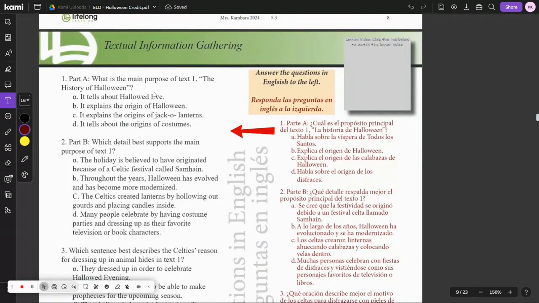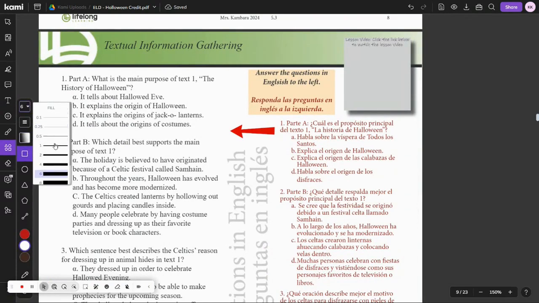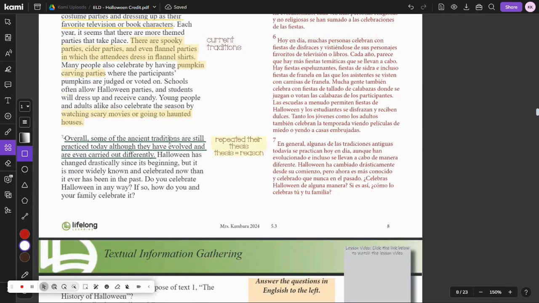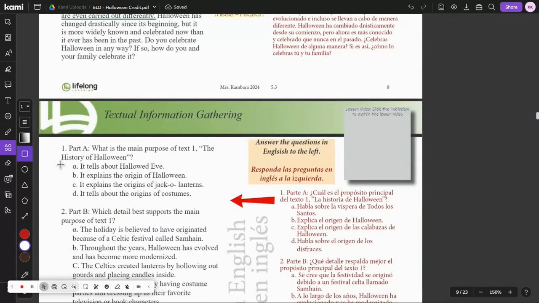And if we go here, we're going to look at the answers. Vamos a mirar las respuestas. So, what is the main purpose of the text? It tells us about Hallow Eve. It explains the origin of Halloween. It tells the origin of the jack-o'-lantern, or it tells the origin of costumes. So in the end, it's talking about tradition, so it's to explain the origin of Halloween. And don't use white, because then I won't see it. So it's going to be B.